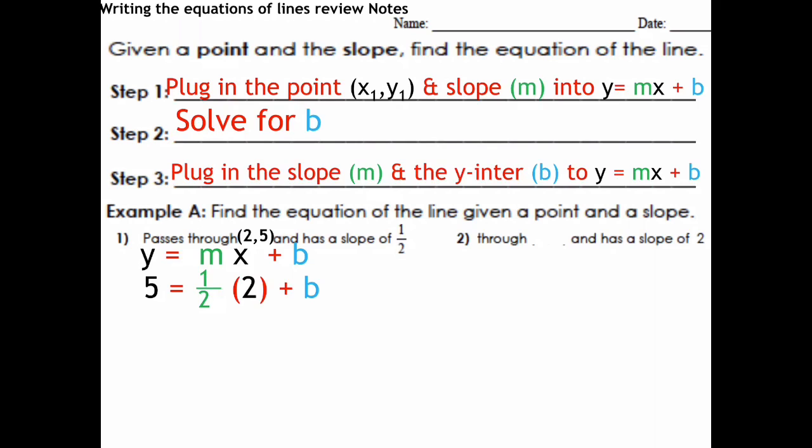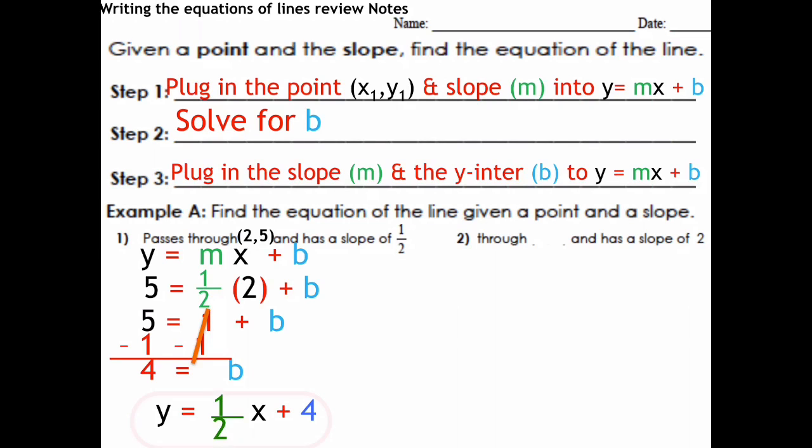Now that we have all numbers and only the letter b, we can solve for b now, which is step 2. So first thing we do is we multiply 1/2 times 2. 1/2 of 2 is 1. So now you have 5 equals 1 plus b. The b just comes down. Then to get b by itself, you subtract 1 from both sides, canceling out the 1, leaving you with 4 equals b. Now that you have 4 equals b, you now know that y equals 1/2 x plus 4, which is what you're looking for.